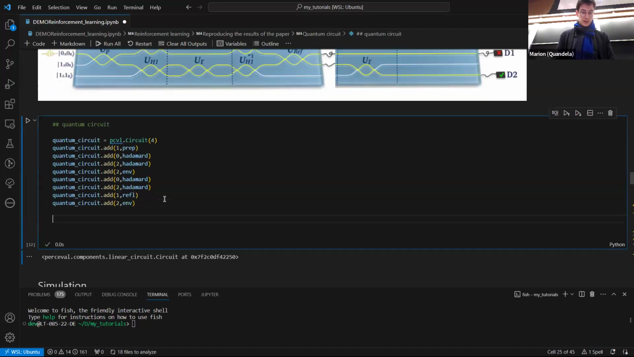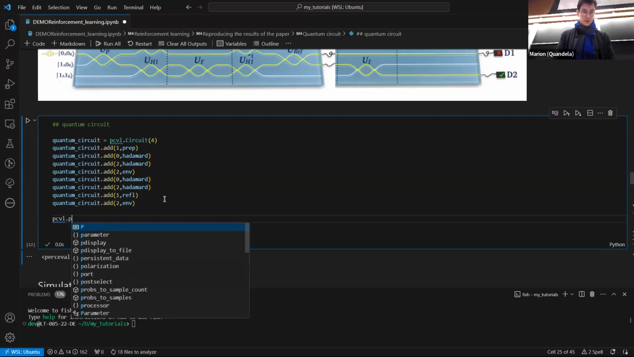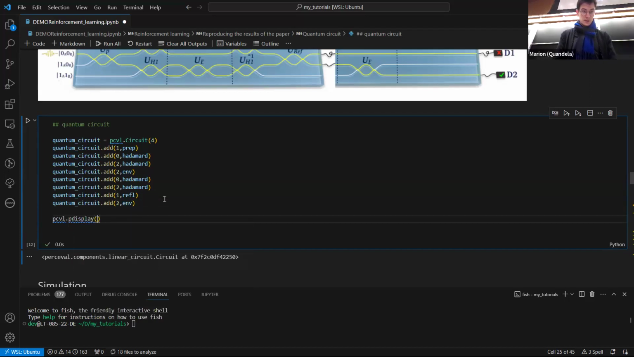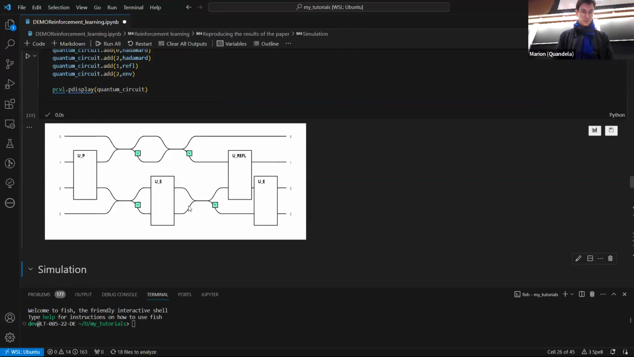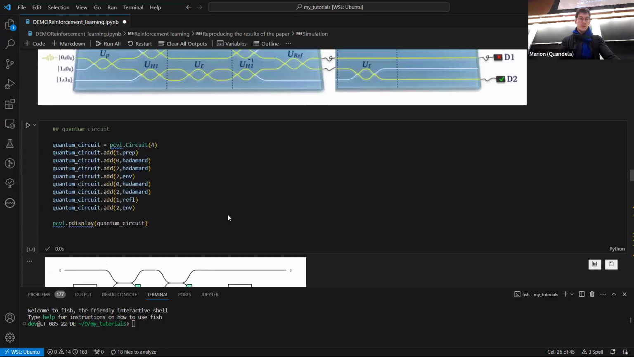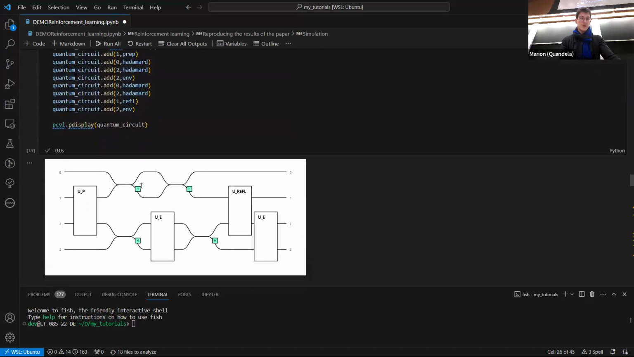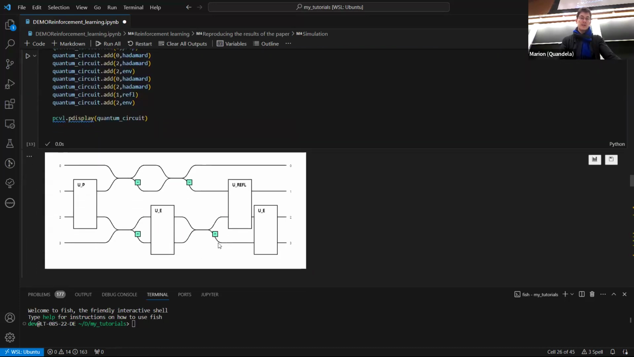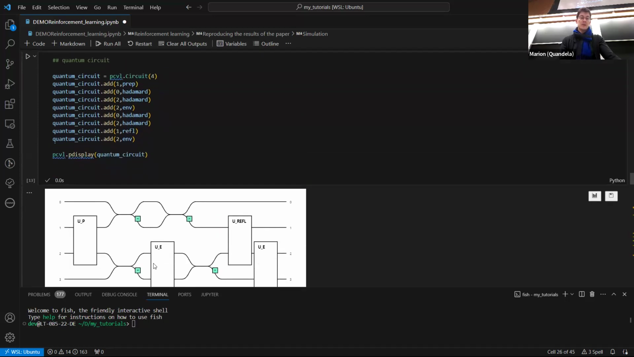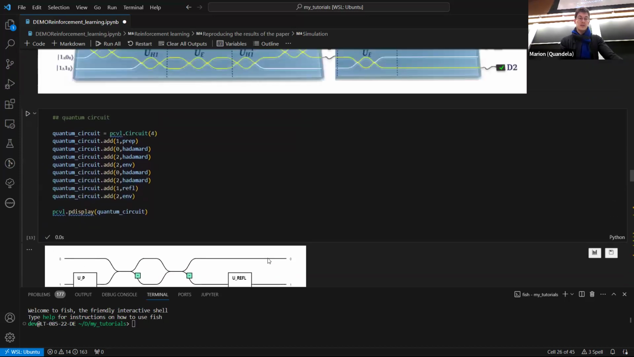Again, if you want, I can display it. First of all, the quantum circuit. And here I didn't put recursive equal true. I just want to have the coarse grain description of the circuit. And so you see that this is exactly what's here. So you have the prep, the two Hadamard gates, the reflection, the two Hadamard gates again, and then again the environment. Exactly that.